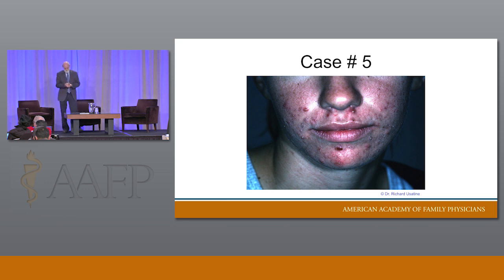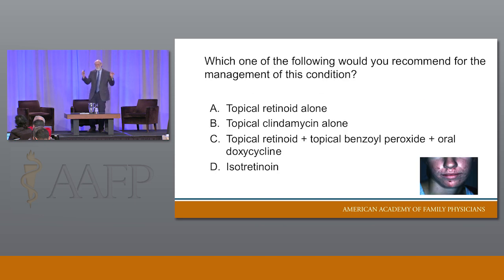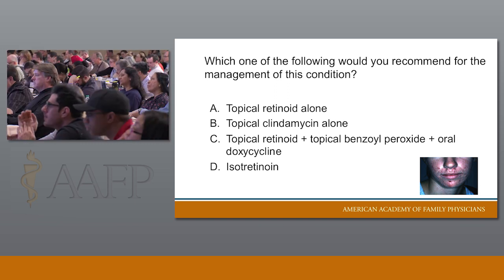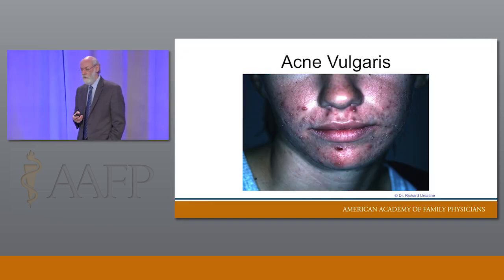Case number 5. A 16-year-old female would like to be treated for this facial rash, not responded to over-the-counter cleansing preparations. Her high school prom is 3 months away. She's not sexually active, but the prom's coming. Which one of the following would you recommend for management of this condition? Topical retinoid alone, topical clindamycin alone, topical retinoid plus topical benzoyl peroxide plus oral doxycycline, or isotretinoin. You have chosen the third one, and you've chosen wisely, because that is indeed correct.